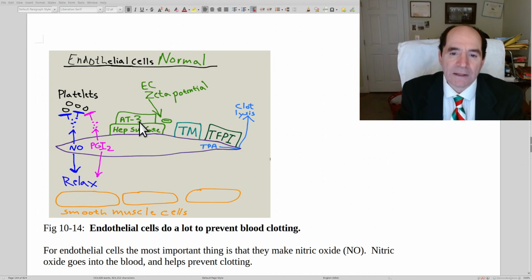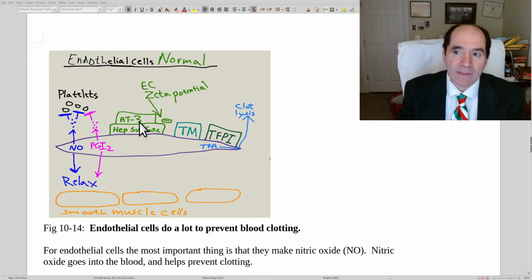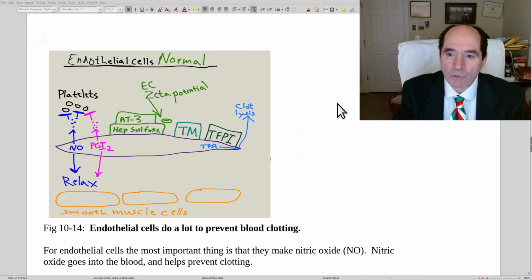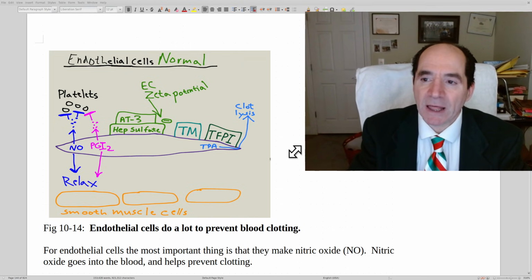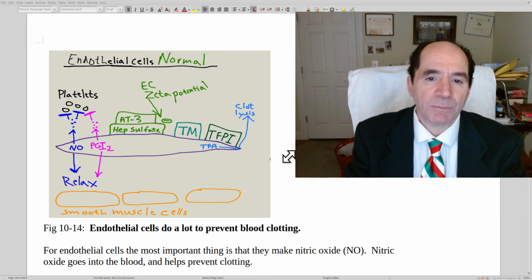You don't want clots, because the most common cause of death in the United States is a heart attack. And that's from a blood clot forming in the arteries of the heart. What I'm trying to say is most people die because of a blood clot. When they have a stroke, that's because of blood clotting in the arteries of their brain.